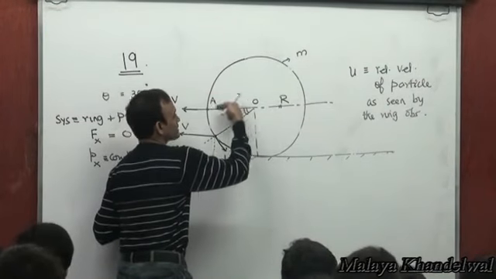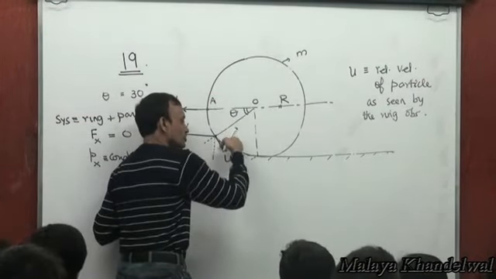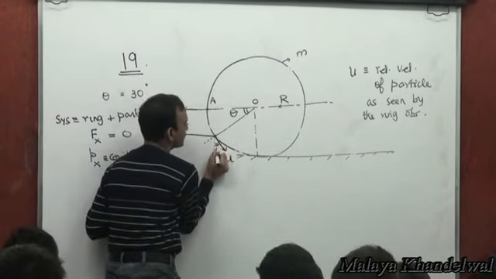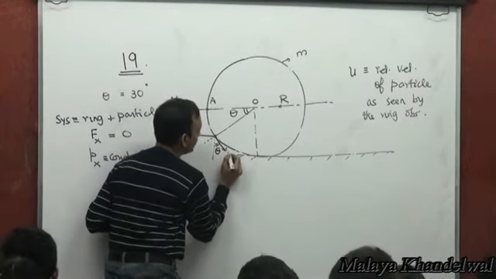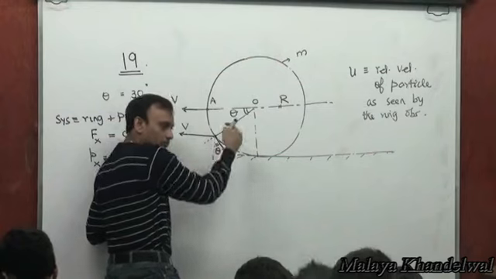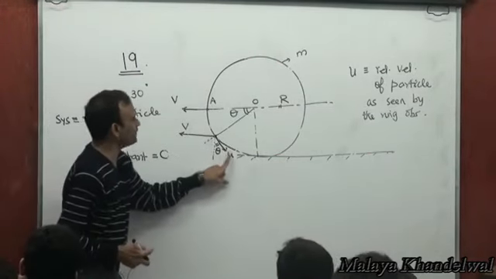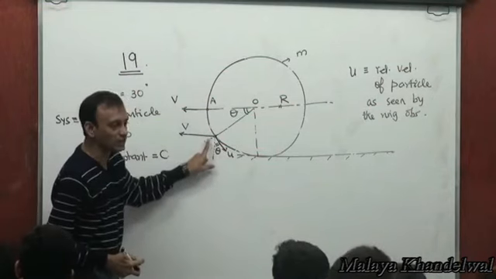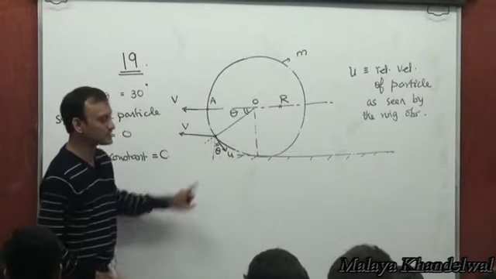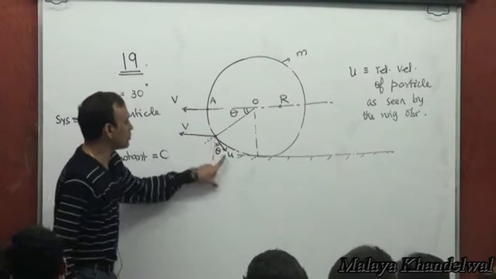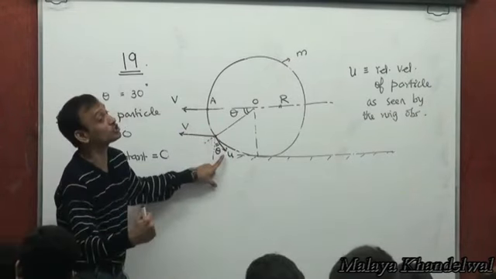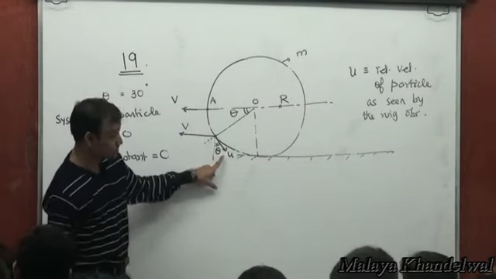This is the radius. It makes an angle theta with the horizontal. So the tangent will make an angle theta with the vertical. Clear? So the angle between v and u is 90 plus theta, and the vector sum of these two will give me the absolute velocity with respect to the ground.